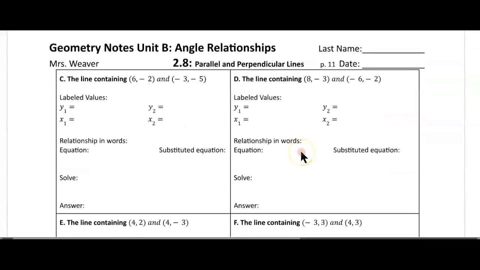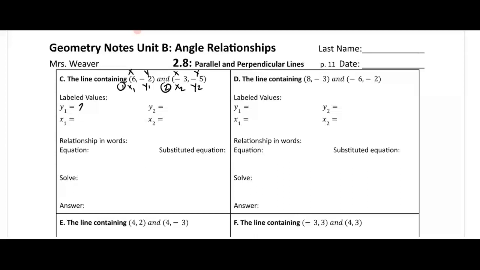All right. So let's look at some points where we're not given a graph. We're just given the points. In a way, these are a little bit easier. We can just go ahead and label. Let's call this my point 1 and this my point 2. First coordinate is x, then y, x, then y. That means that this is x1, y1, x2, y2. So you can fill those values in here. Y1 is 2, x1 is 6, y2 is negative 5, x2 is negative 3.